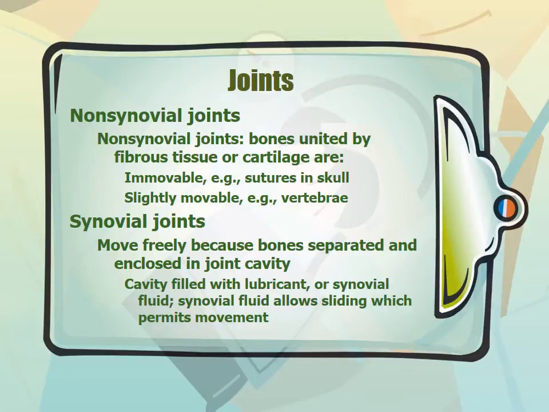of course, your vertebra. Synovial joints are going to move freely, and this is because the bones are separated and they're enclosed in what we call a joint cavity. Within that cavity is a lubricant, or what we call synovial fluid, and the synovial fluid actually allows sliding to occur. This is what actually allows that kind of movement.